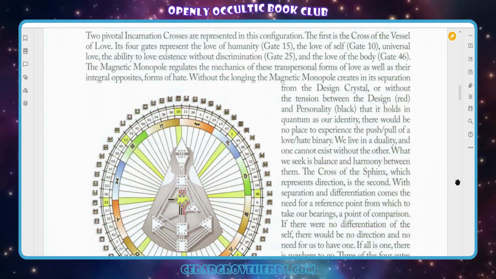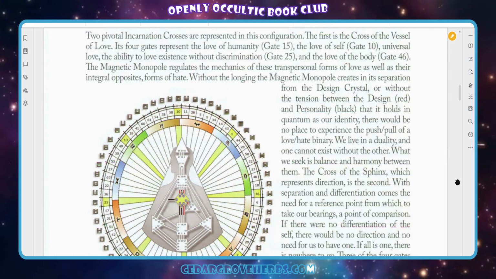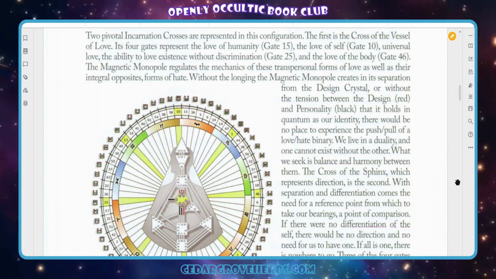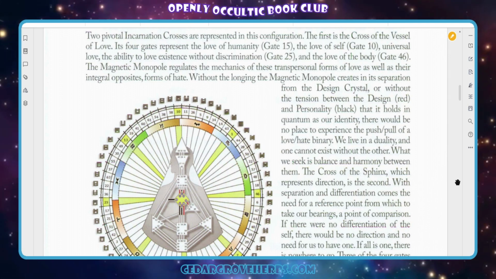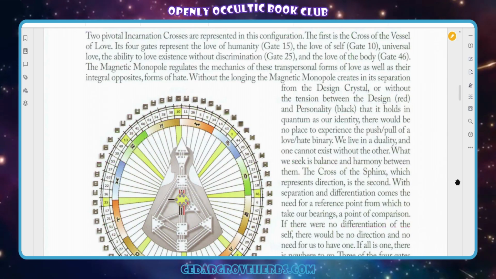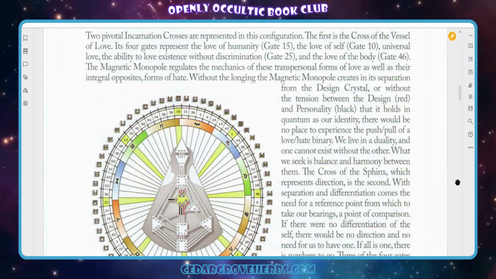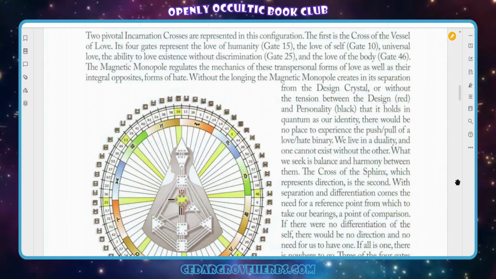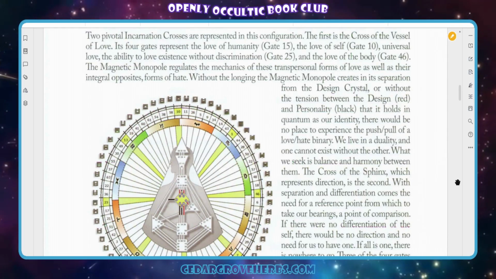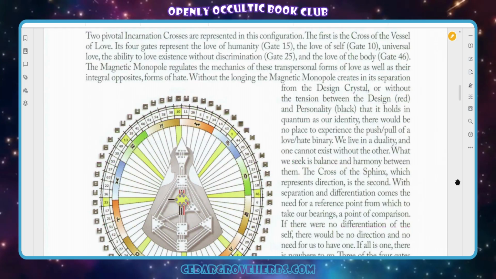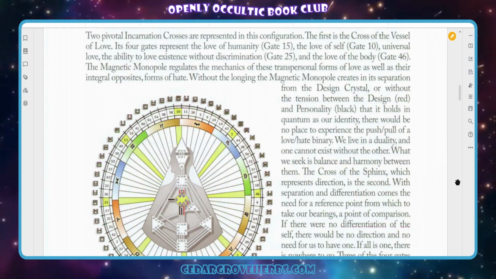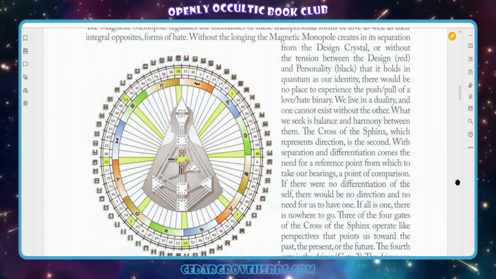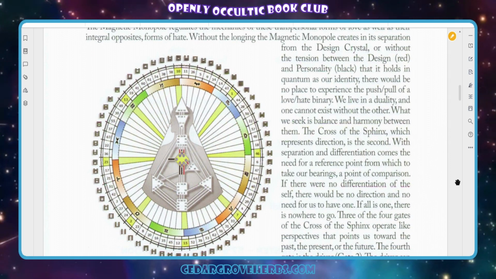The magnetic monopole regulates the mechanics of these transpersonal forms of love as well as their integral opposites, forms of hate. Without the longing that the magnetic monopole creates in its separation from the design crystal, or without the tension between the design, red, and personality, black, that it holds in quantum as our identity, there would be no place to experience the push pull of a love hate binary. We live in a duality, and one cannot exist without the other. What we seek is balance and harmony between them.